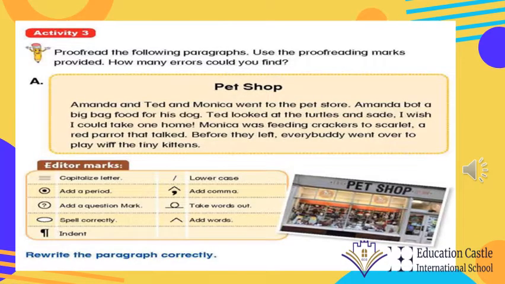Okay. The third activity for today: proofread the following paragraphs. Use the proofreading marks provided. How many errors could you find? We have here a paragraph with some mistakes, maybe capitalization, maybe adding a comma or period, maybe spelling mistakes, maybe the indenting of the first sentence. All of these we may pay attention to. Also, we may add words.